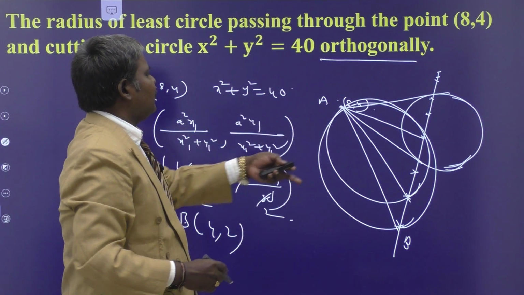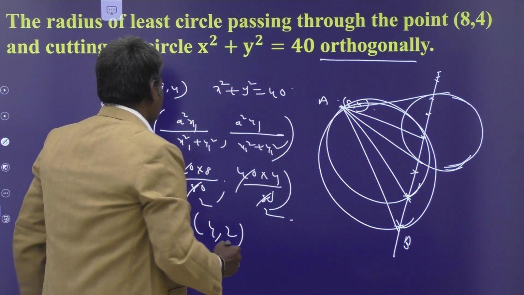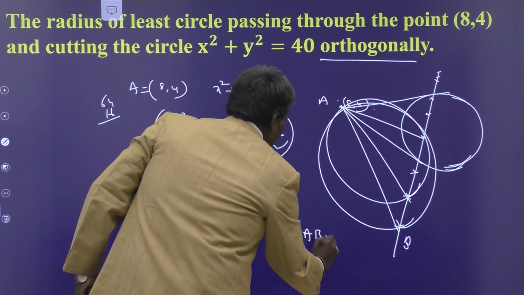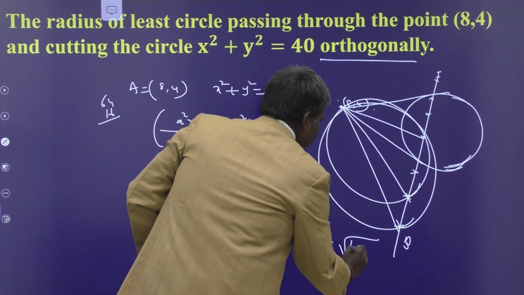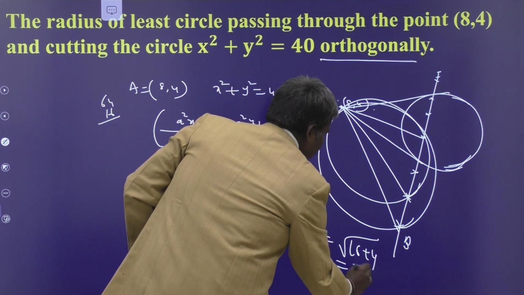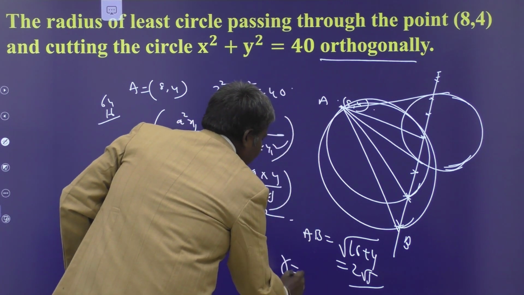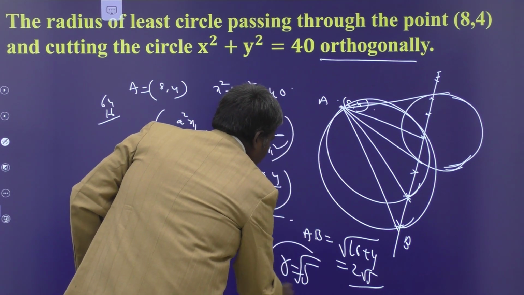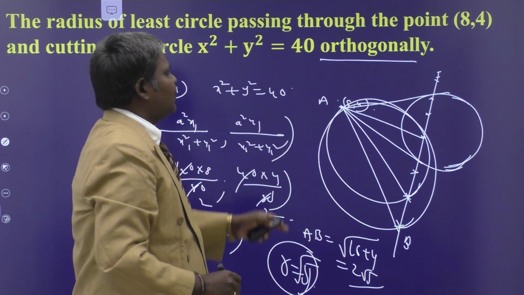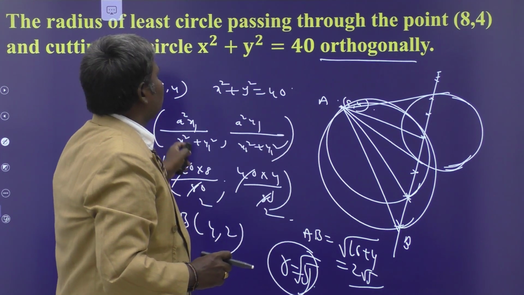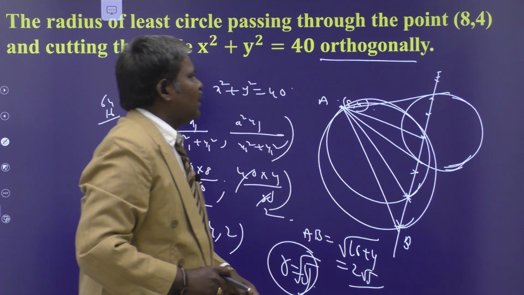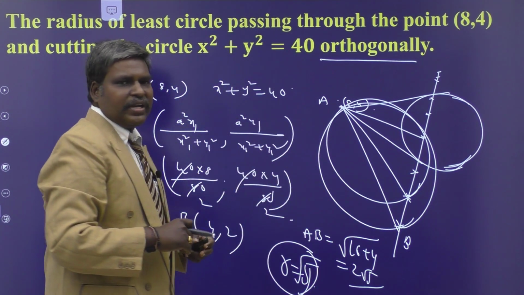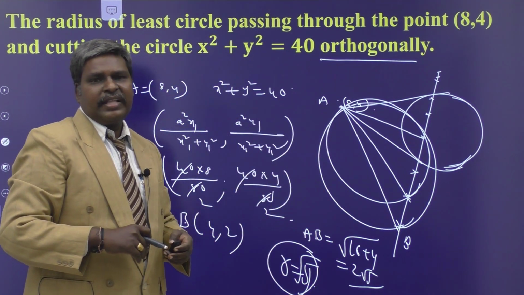AB is the diameter of the required circle, that is the smallest circle. So what is the length of AB? Diameter length, that is √(16 + 4), that is √20, that is 2√5. Your required radius becomes √5. So √5 is the radius of the very small circle passing through (8, 4), cutting orthogonally the circle x² + y² = 40, my dears. Thank you very much.